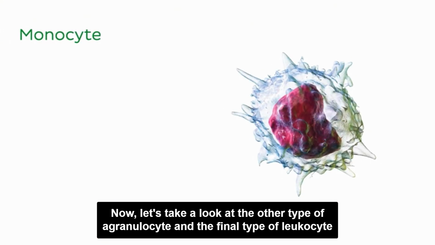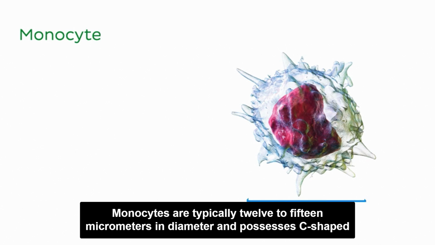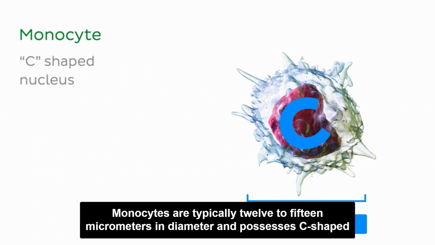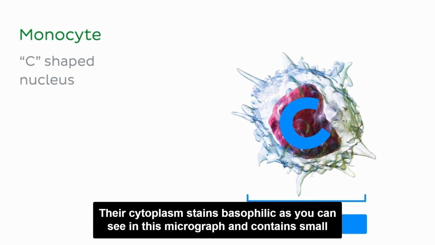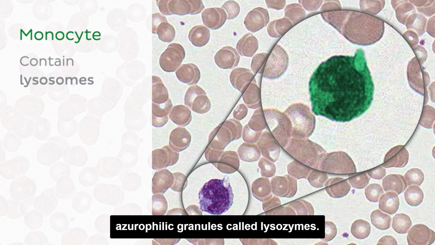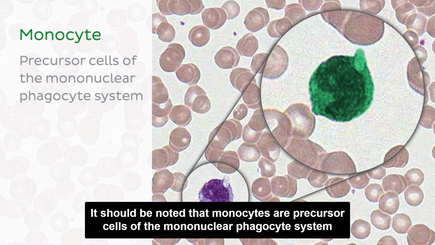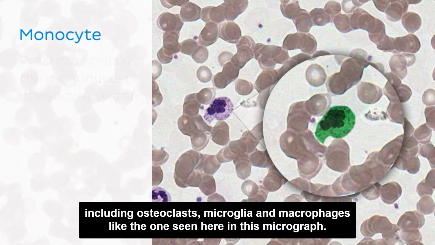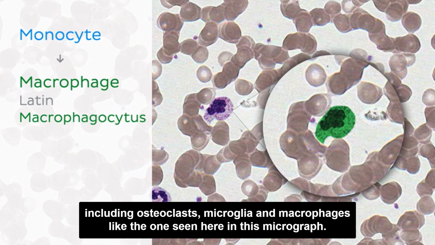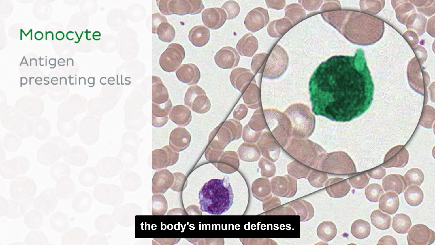Now let's take a look at the other type of agranulocyte and the final type of leukocyte we'll be looking at in this tutorial, known as monocytes. Monocytes are typically 12 to 15 micrometers in diameter and possess a C-shaped nucleus. Their cytoplasm stains basophilic, as you can see in this micrograph, and contains small azurophilic granules called lysosomes. It should be noted that monocytes are precursor cells of the mononuclear phagocyte system, including osteoclasts, microglia, and macrophages, like the one seen here in this micrograph. All monocyte-derived cells are antigen-presenting cells, and as such play an important role in the body's immune defenses.